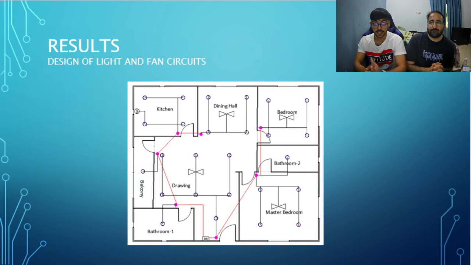In the results, here we can find the design of the light and fan circuit. We can see that it's perfectly distributed across the floor, extending from the dining hall to the kitchen and all the way to the balcony, the bathrooms, our master bedroom, and our other bathroom and bedroom.